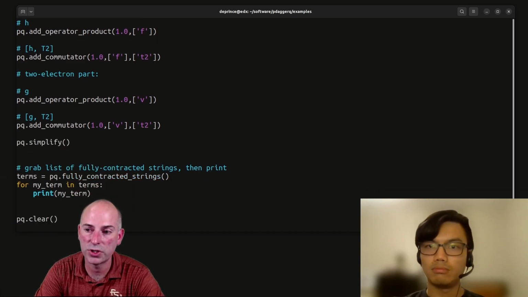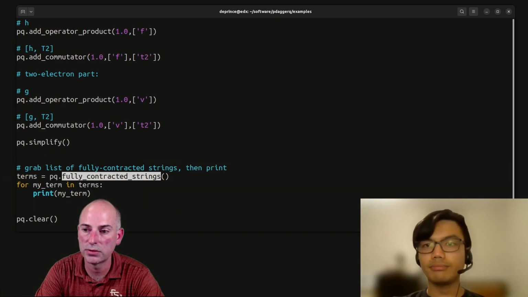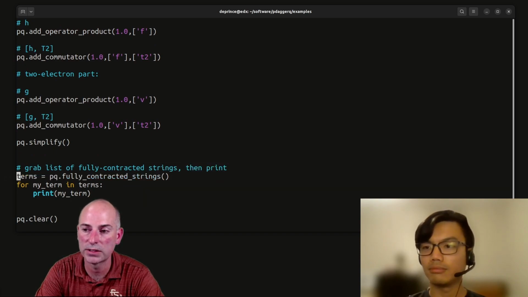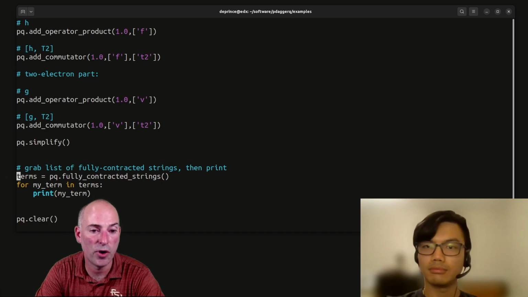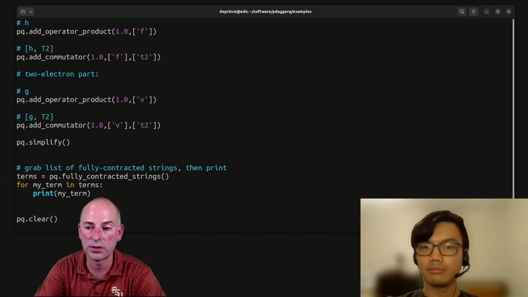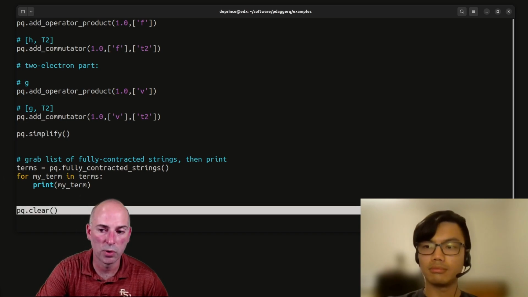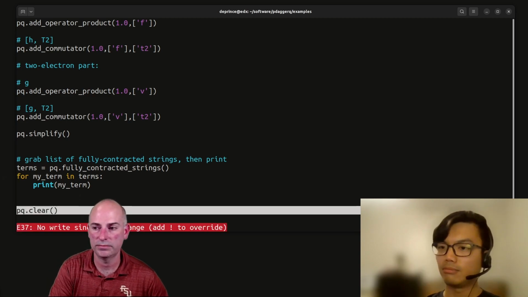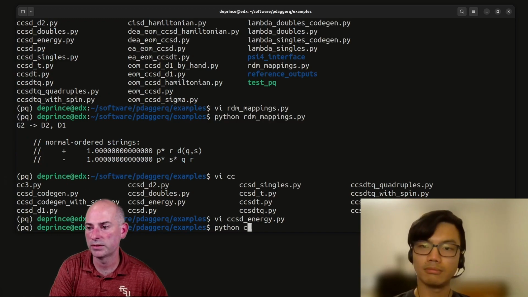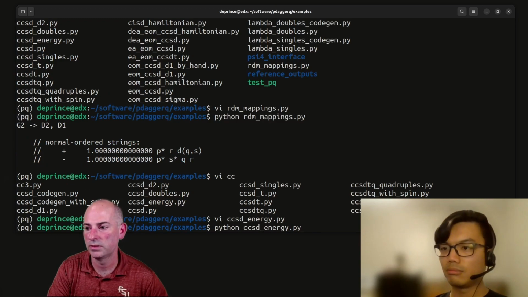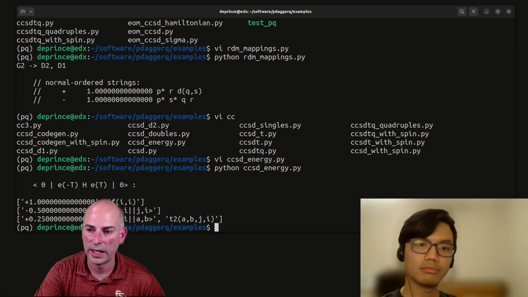I'm using a different function here. I'm calling fully contracted pq.fully contracted strings. This will give me a list of all of the fully contracted terms, the ones that are non-zero, and then I print them. Then I call clear. I could do more work after that. Okay. Save. Python CCSD energy. And this is what I get.